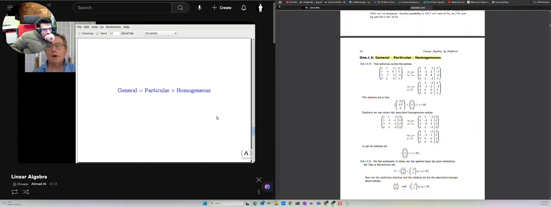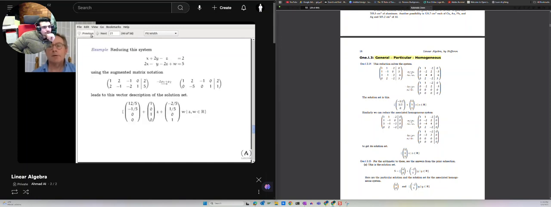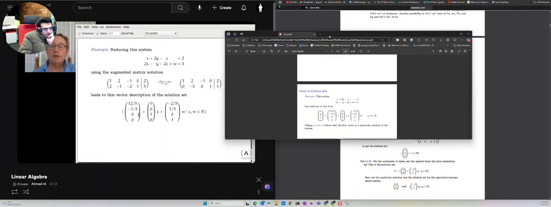Okay, so let's start off by backing up to the previous slide. That's the slide that we showed in the last video at the end. We had a linear system like so. We did Gauss's method like so. We came up with a complete solution set written in vector notation.